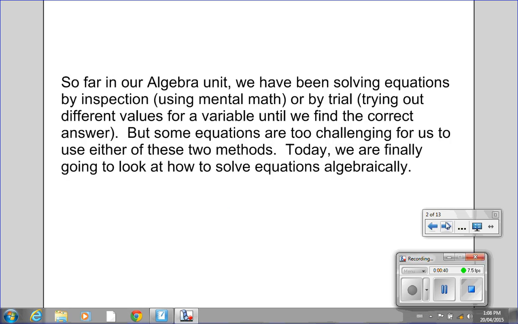So far in our algebra unit, we have been solving equations by inspection, using mental math, or by trial, trying out different values for a variable until we find the correct answer. But some equations are too challenging for us to use either of these two methods. Today, we are finally going to look at how to solve equations algebraically.